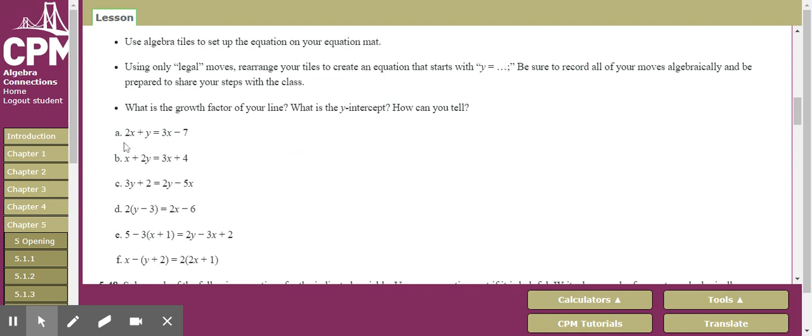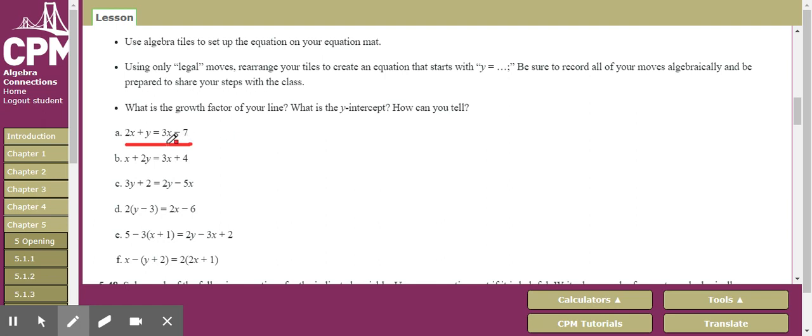But here we have an equation, 2x plus y equals 3x minus 7. And even though that is a linear relationship, it's not that easy to tell what the growth factor is or what the y-intercept is. So we want to rewrite this equation in a form where we can figure that out. So I would prefer that this say y equals something times x plus or minus a constant. So what we're going to do is solve for y.